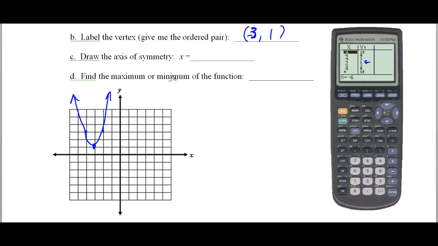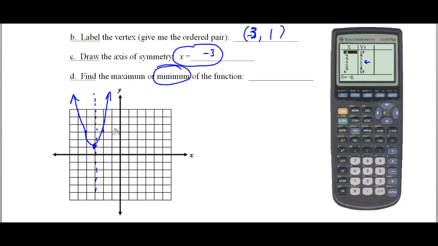Now it says draw the axis of symmetry. Now here's the axis of symmetry, and the equation is x equals -3. Now on this practice test I write the x equals for you, but on the actual test you must write the x equals yourself. And if it's not actually with the x equals, you're telling me it's just a number instead of an equation.